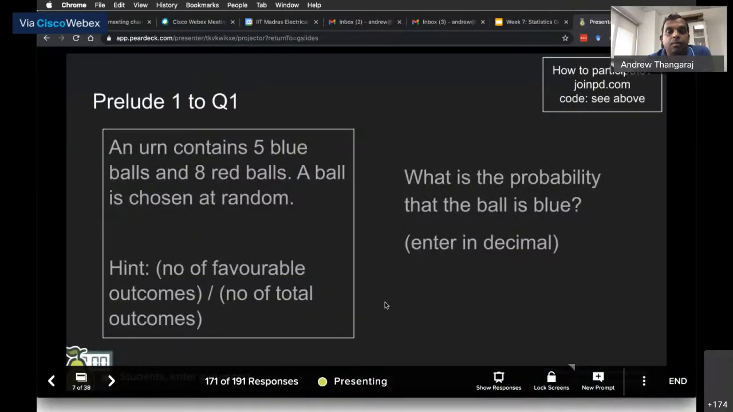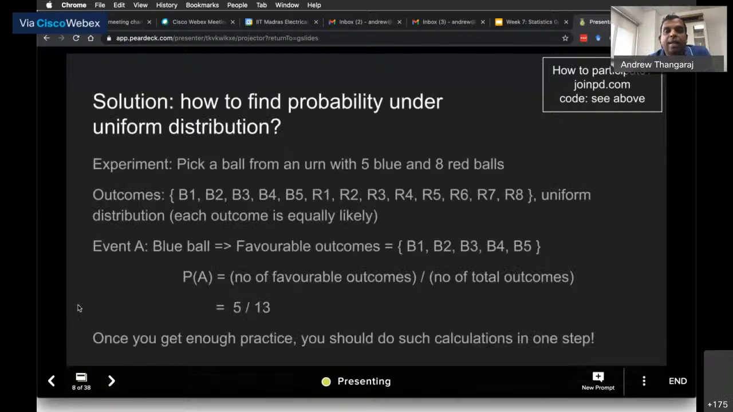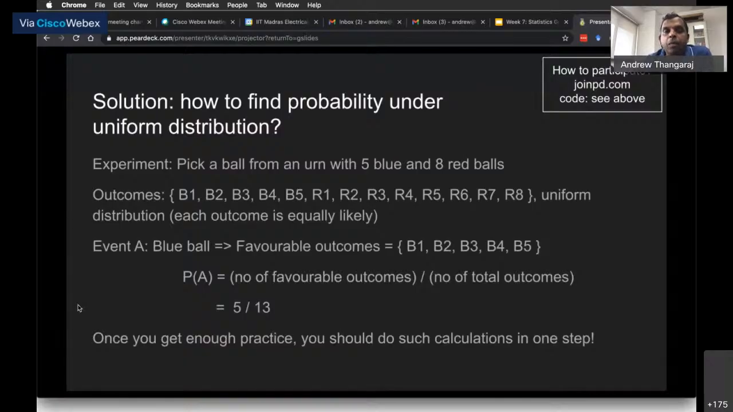So let's proceed to look at the solution. I wanted to think about this carefully. So there is a pot. There are 5 blue and 8 red balls, and you have to think of outcomes and list out the number of outcomes. There are 13 possible outcomes, depending on which ball is going to come out. So there are 13 balls there, and the outcomes are 13 in number, and 5 of those are blue and 8 of those are red.